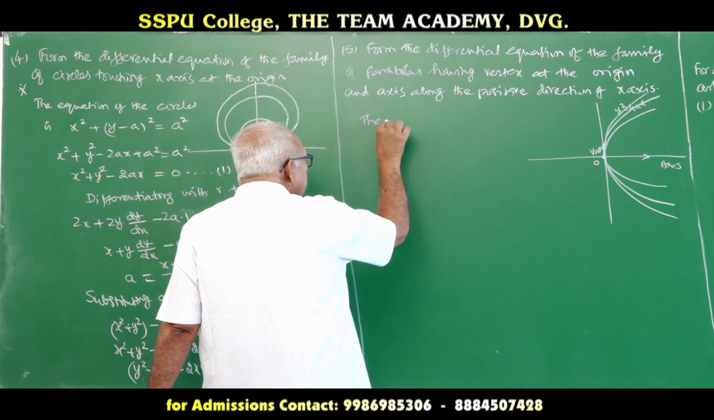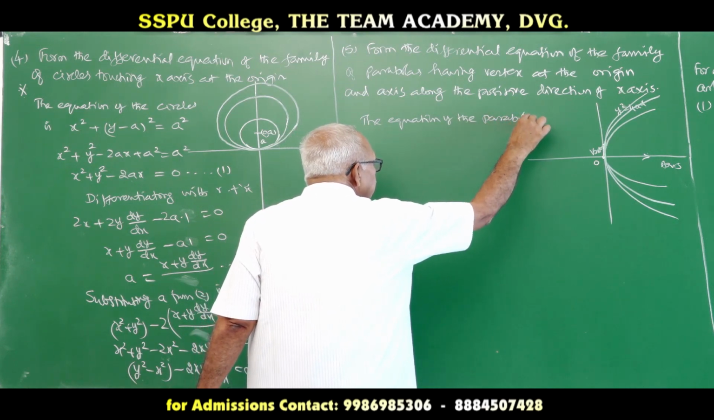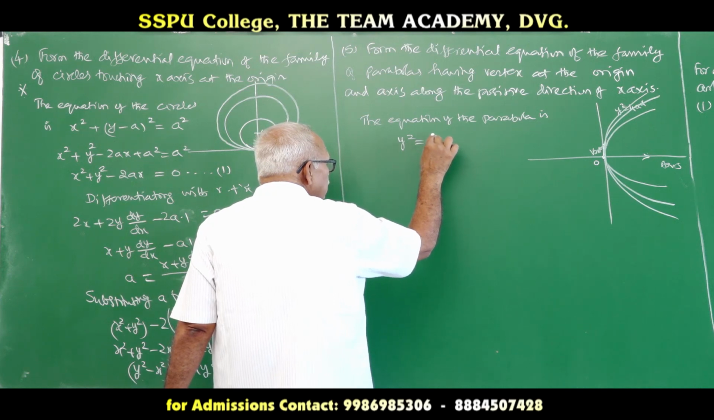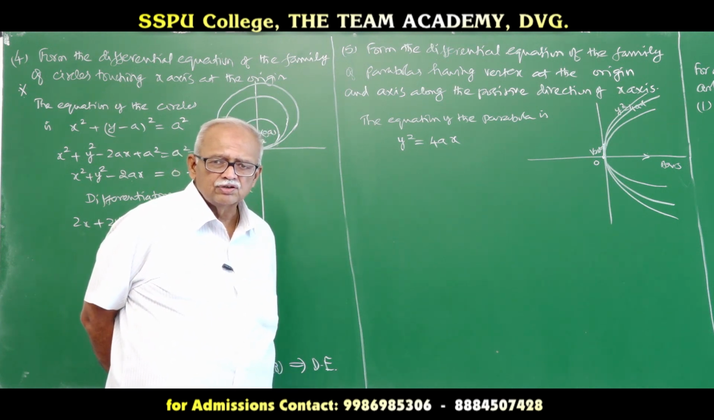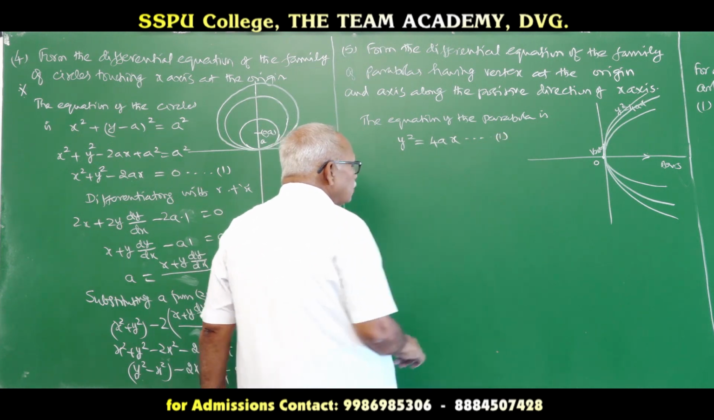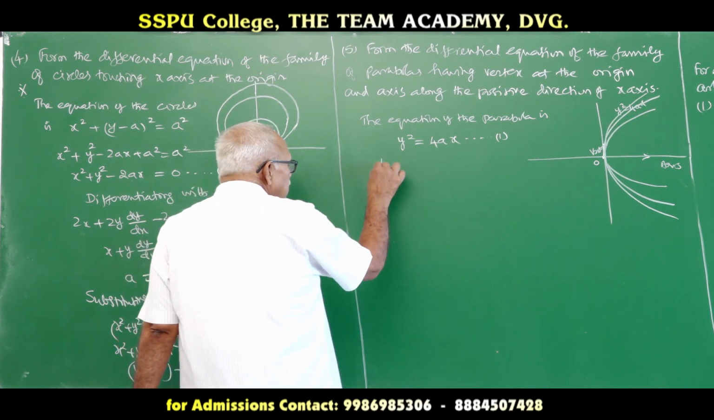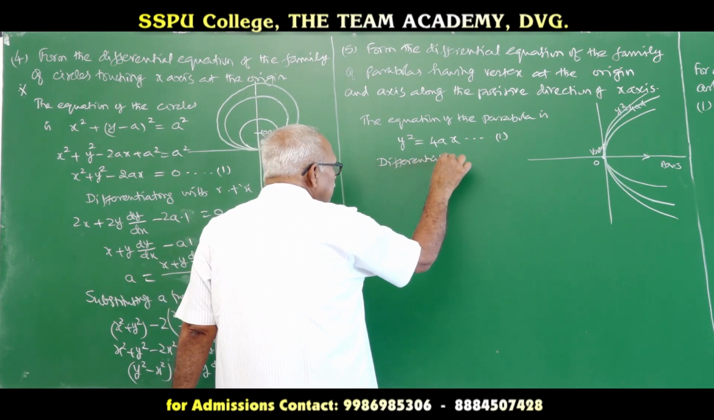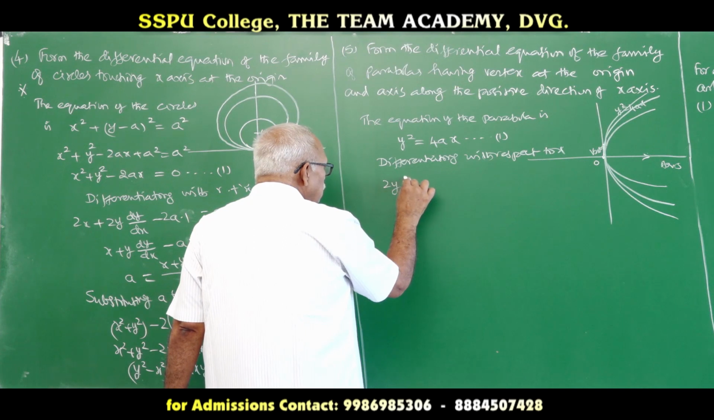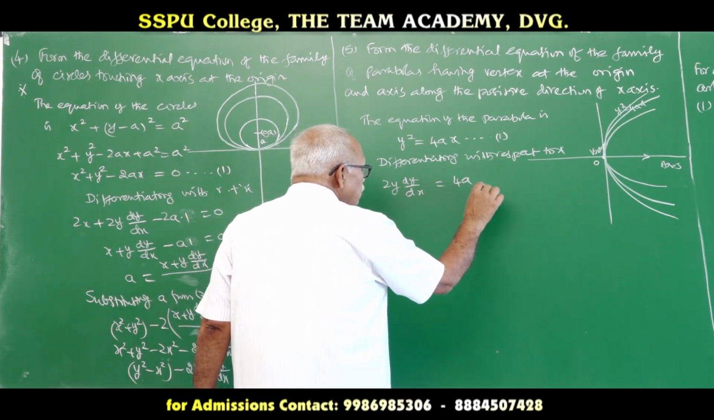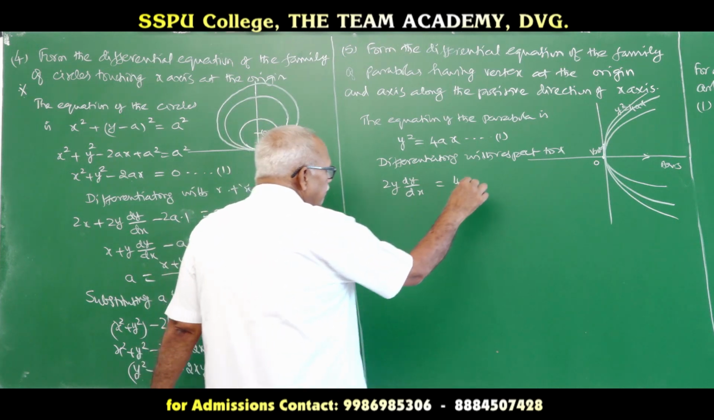So, the equation of the parabola is y square is equal to 4ax. You can take y square is equal to ax also, there is no problem. So, constant a, one parameter is there, we have to eliminate that parameter. How to eliminate this parameter? Let us see. Differentiating with respect to x, 2y dy by dx is equal to 4a into 1.